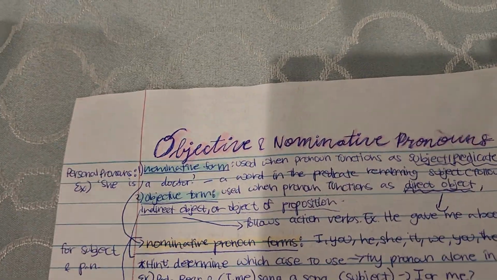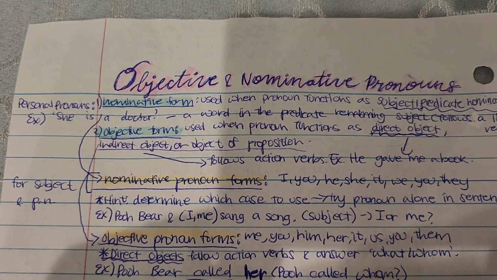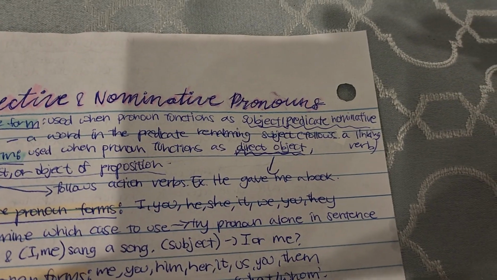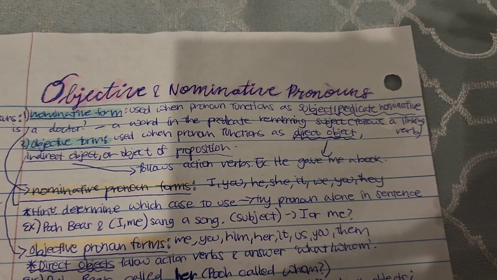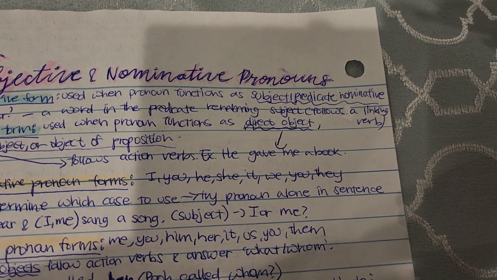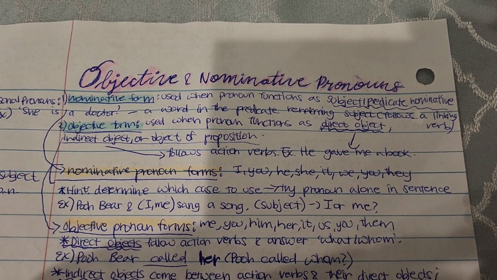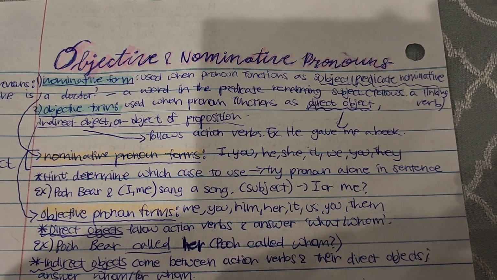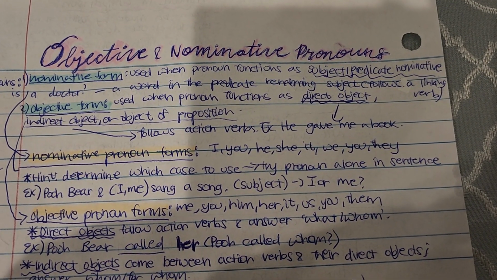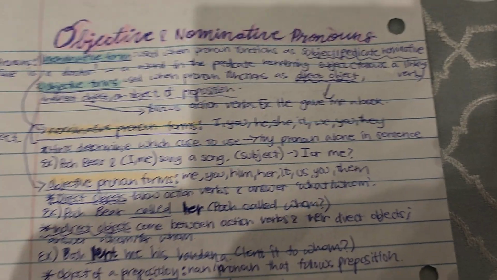Moving on to objective and nominative pronouns. So personal pronouns: number one is the nominative form, used when a pronoun functions as a subject or predicate nominative. Example, she is a doctor. A predicate nominative is a word in the predicate referring to the subject that follows a linking verb. Second, the objective form. It is used when the pronoun functions as a direct object, indirect object, or object of a preposition. So a direct or indirect object follows an active verb. For example, he gave me a book.